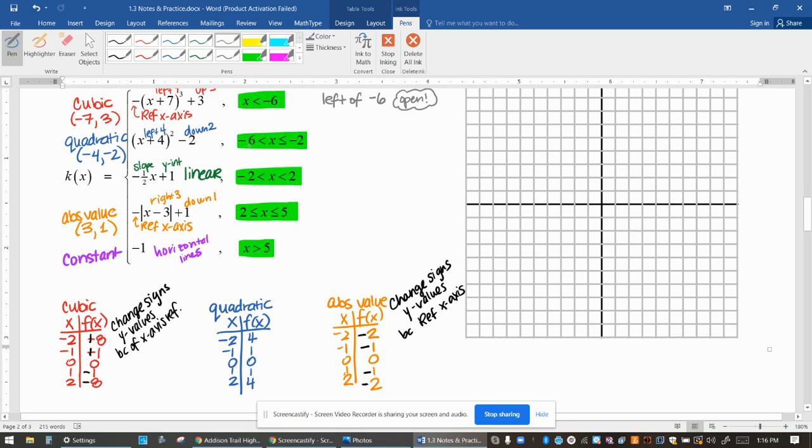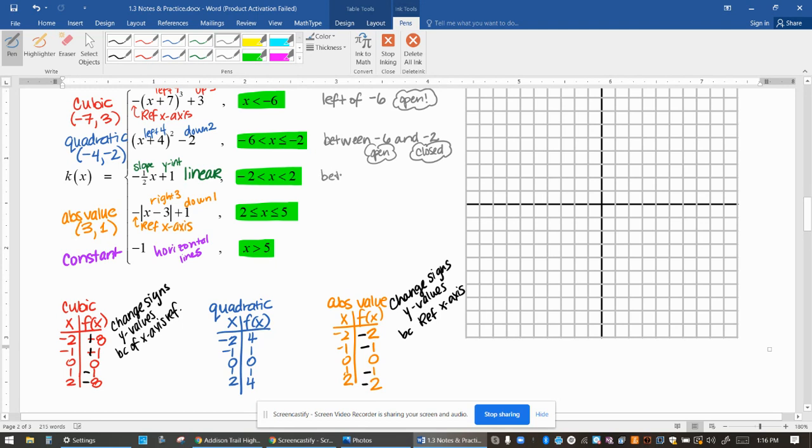The quadratic function is limited between -6 and -2. So we're going to be graphing the quadratic between -6 and -2. The -6 is going to be open, but the -2 is going to be closed. How come? We'll look at the restriction. They used a symbol without the or equal to for the -6, but for the -2, they used the or equal to, so that one's closed.